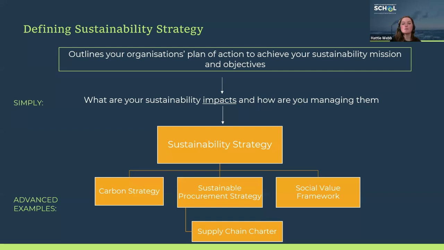So you may notice that some organizations have a sustainability strategy, but they also have other strategies as well, such as a carbon strategy, a procurement strategy, or a social value framework. So all of these different strategies tend to fit into the wider context of sustainability strategy and often provide more detail than what might be included in the sustainability strategy. So keep this in mind, as when you come to that research stage when developing your strategy, you might find that a particular client you're working with has a range of strategies. So it's good to understand what strategies they have when you're developing your own.